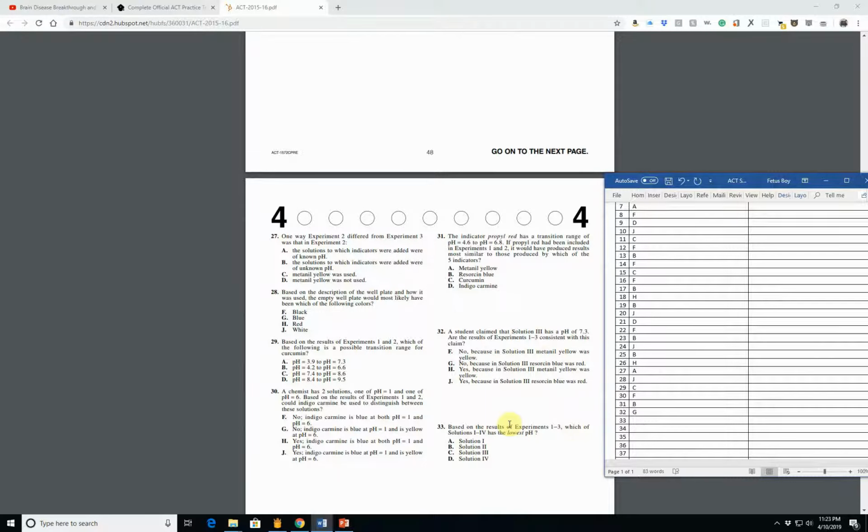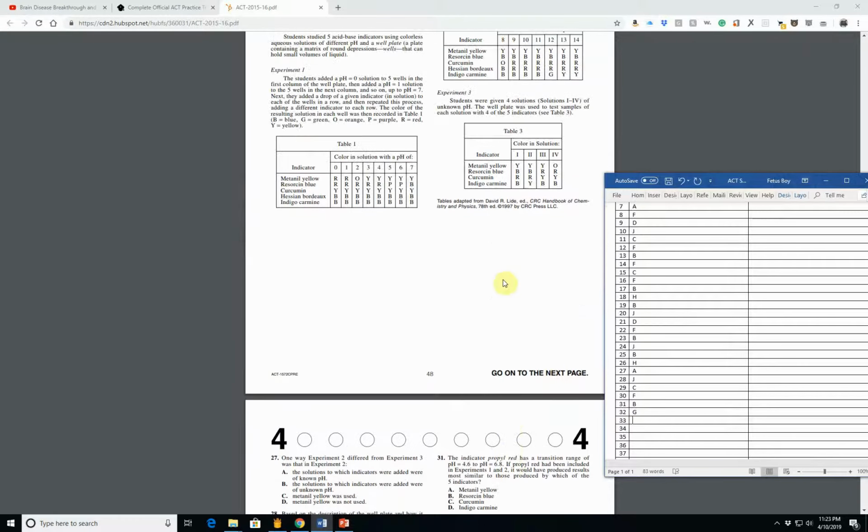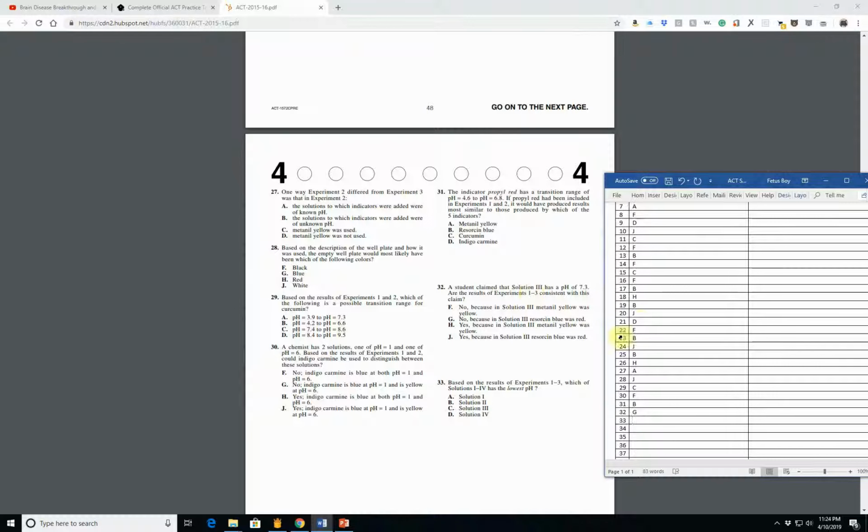And based on the results of experiments 1 through 3, which of solutions 1 through 4 has the lowest pH? Okay, we need something that's red for resorcin blue if it's a low pH, so it's got to be 3 or 4. Curcumin is yellow at all those, so that doesn't help. Indigo carmine doesn't help. Okay, it's orange for metanil yellow, so 4 has to be a little bit yellow because you can see the transition is at 2. It's orange at 2. So it's 4. Alright.